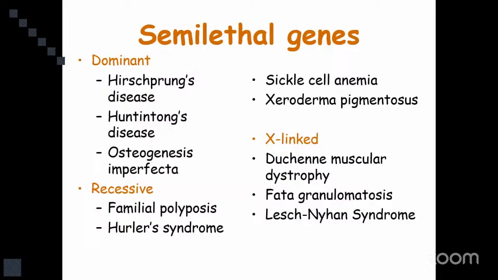Then there are what are called semi-lethal genes. In semi-lethal genes, it takes some time for the person to be affected. So you have classical conditions under dominant traits, Hirschsprung disease, or what we call megacolon, Huntington disease, and osteogenesis imperfecta, like we saw on the first slide. Then you have certain conditions classified as recessive: familial polyposis, Fowler's disease, sickle cell anemia, xeroderma pigmentosum.